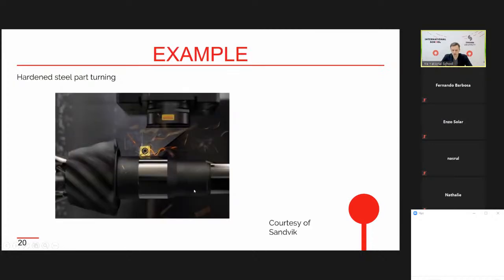This previous example of turning a hardened steel part shows the insert made of cubic boron nitride. Not all the insert is made of this material, but these two parts of the insert are made of cubic boron nitride. It's an expensive material, that's why it is used as a small part on the insert.